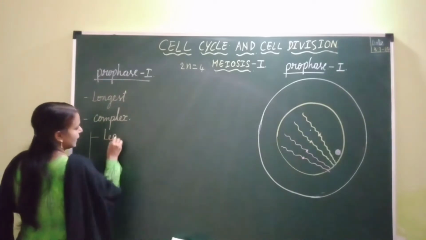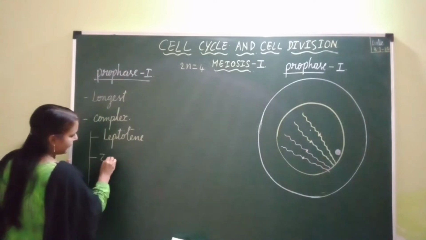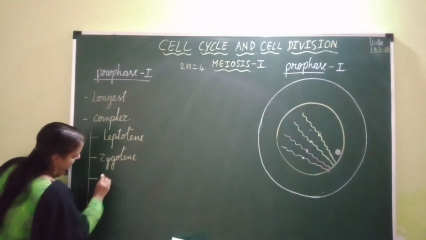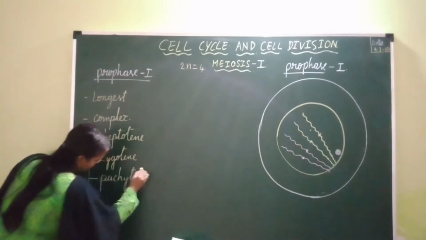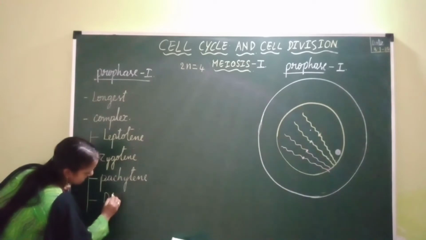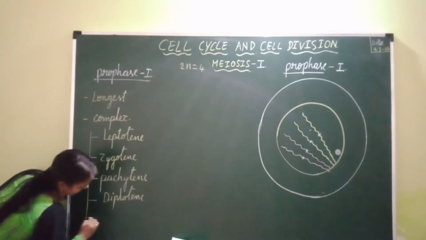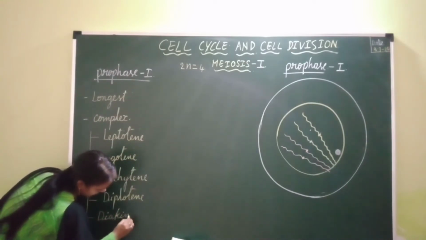They are leptotene, zygotene, pachytene, diplotene and diakinesis. Now let's start with leptotene.